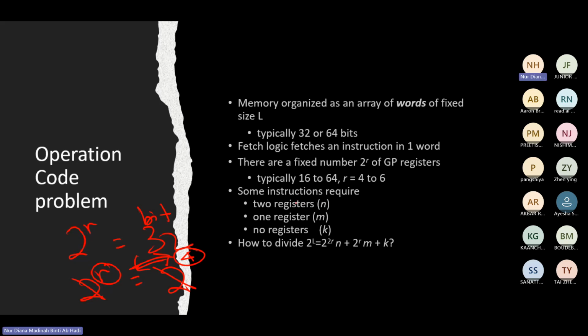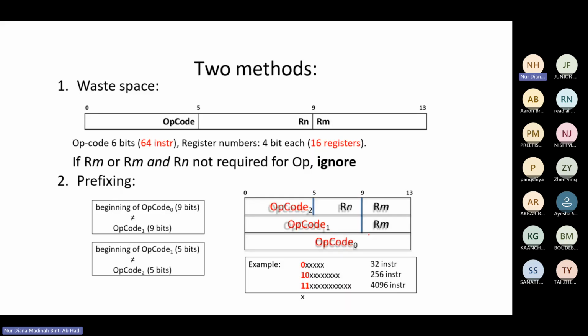So some instructions require 2 registers, 1 register, or no register. So how to divide? We will use these things. Okay, so next, 2 methods. We have our opcode, Rn and Rm, where the opcode will have 6 bits. Register numbers would be 4 bits each. So this will be your opcode, only 6 bits.